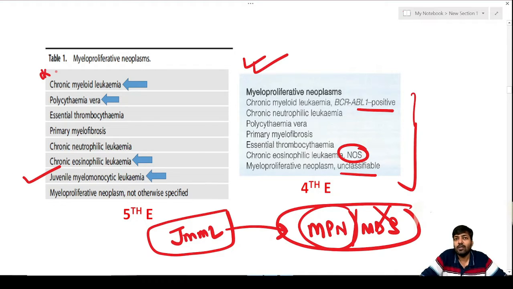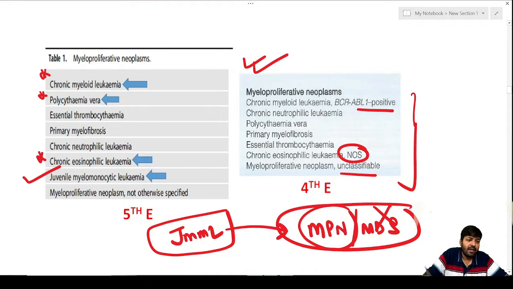Okay, so one is your chronic phase, accelerated phase and blast phase. Today, if you go back and see, they have removed the accelerated phase now. In polycythemia vera, in the major criterion, there are certain changes in the diagnostic criteria. Not that much, but there are certain changes.